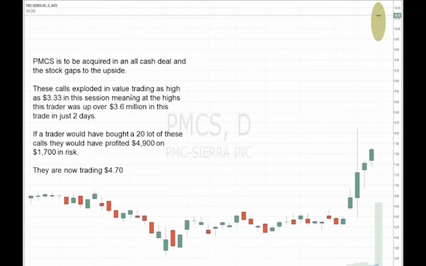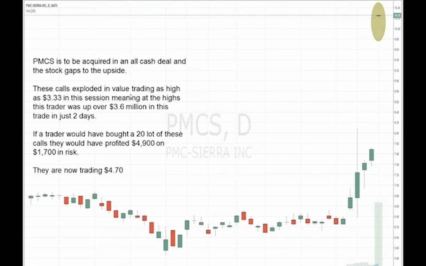An announcement is made. The stock's going to be acquired in an all-cash deal. The stock gaps to the upside. In that same session, they trade 333, meaning that the trader that did this trade was up 3.6 million in 2 days. A trader that did a 20 lot would have made $4,900 in 2 days, and those options ended up trading as high as 470 before expiration.